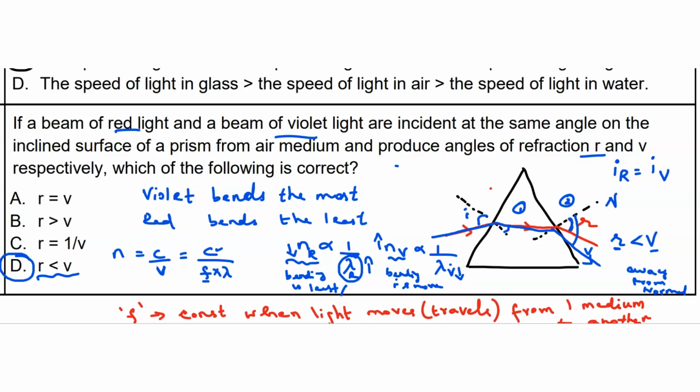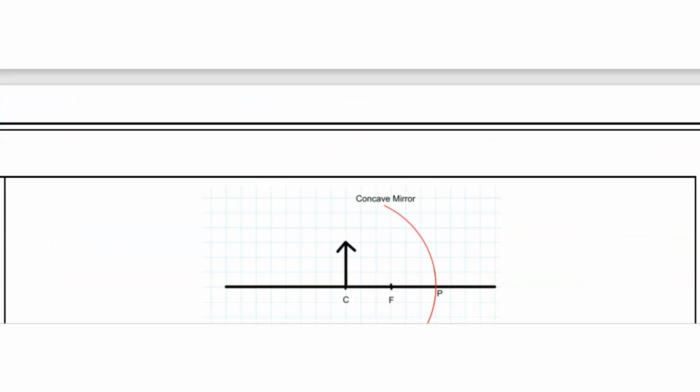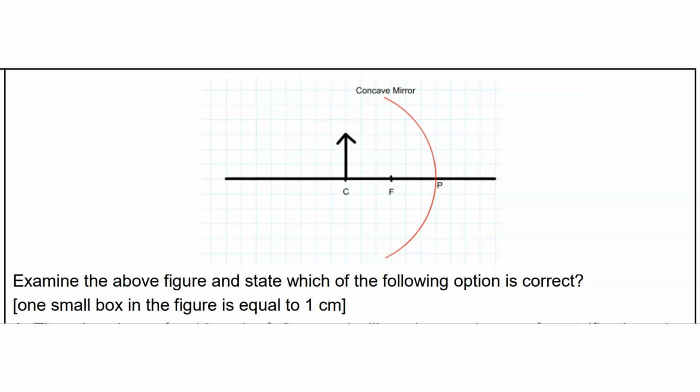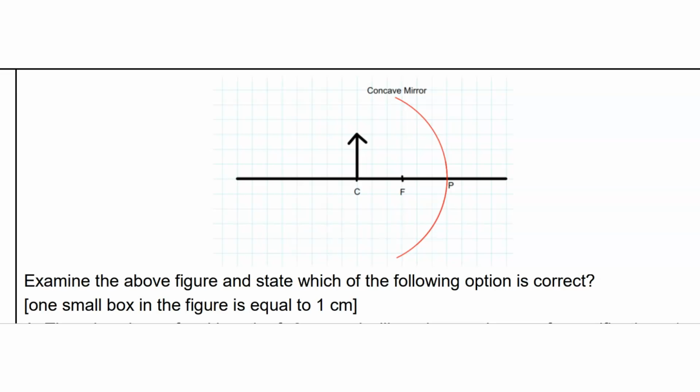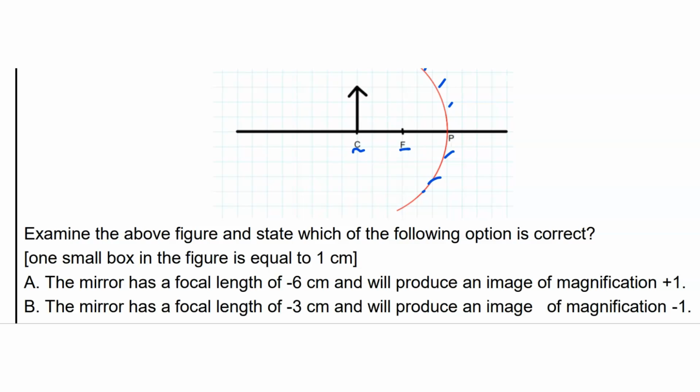Okay, so let us move on to the next question. Question number 22. They have given a picture. Okay, so this is a concave mirror, this is the non-reflecting side. They have kept the object at the center of curvature, and this is the principal focus. Examine the above figure and state which of the following options is correct. One small box in the figure is equal to 1 centimeter.